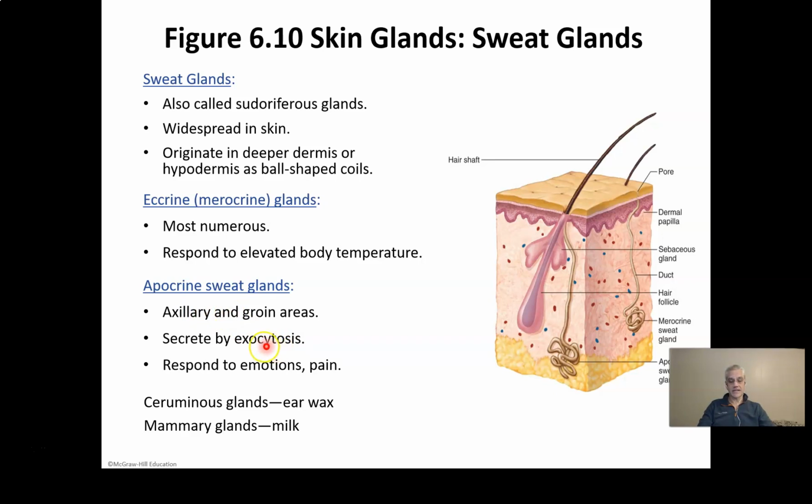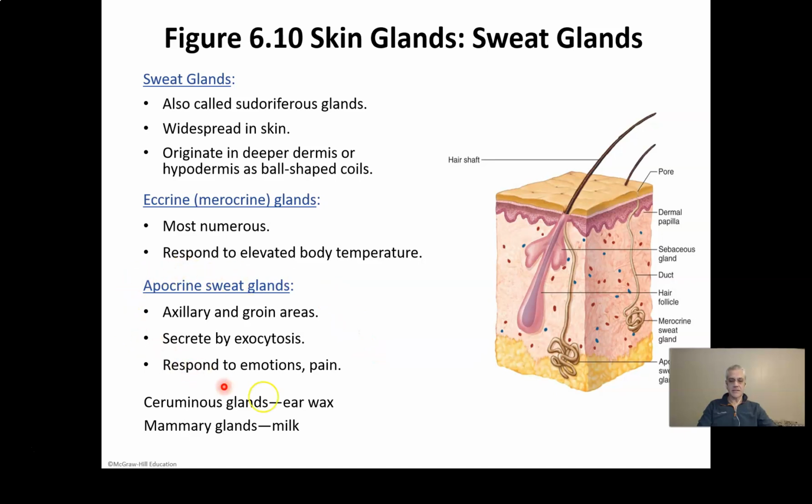They're secreted by exocytosis. Now, this typically responds to emotions or pain or other stimuli that are not just simply heat related. You're not just simply trying to cool the body down. They're responding to a more emotional situation, I suppose.